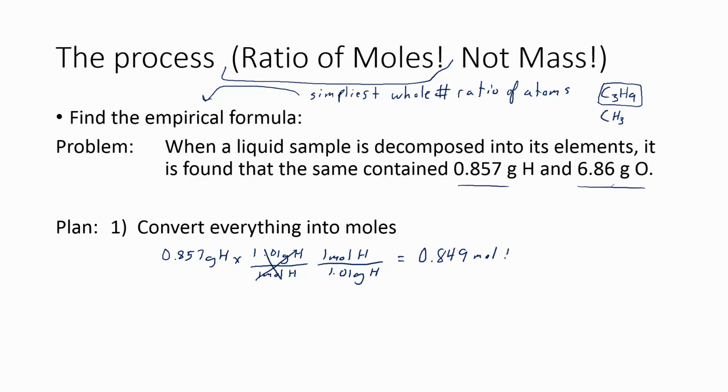moles of hydrogen. Good. And how many moles of oxygen do we have? We have 6.86 grams of oxygen. We look up the molar mass of oxygen on the periodic table. It's 16. And so now we take 6.86 times 1 divided by 16 and get 0.429 moles of oxygen. So we've converted everything into moles, so we can start making a comparison between these.